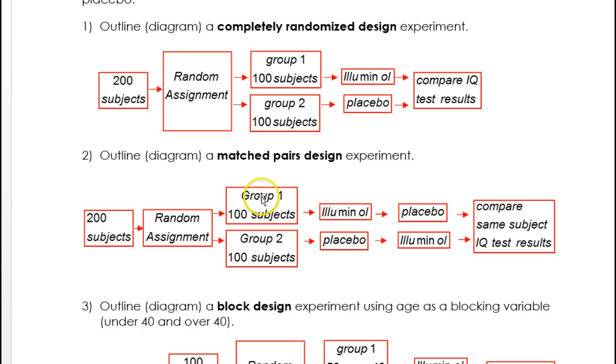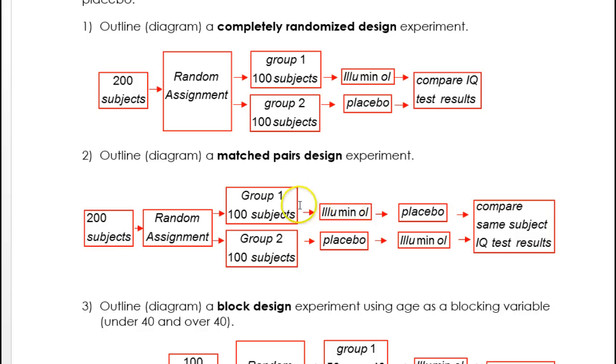Now the reason why everyone is getting both treatments in a row is because for matched pairs, you're not comparing group 1 to group 2. Instead, you're comparing each subject with themselves. That's what same subject means.